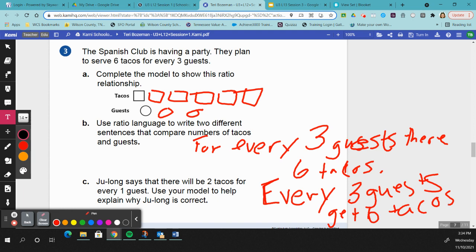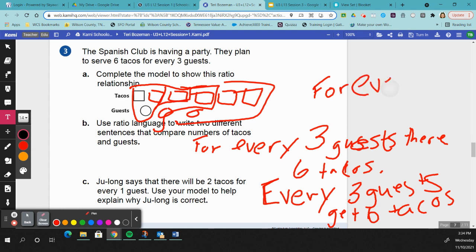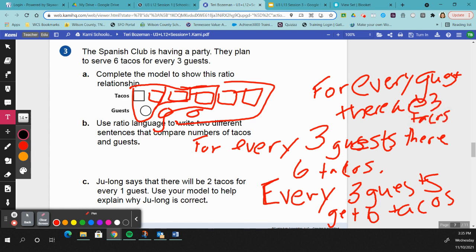If I wanted to use the each, I would have to bring my ratio down to 1. So if I group these by 1, I could have 2 to 1, 2 to 1, and 2 to 1. So I could say for every guest, there are 2 tacos. So those are all different ways to write the same thing, right?